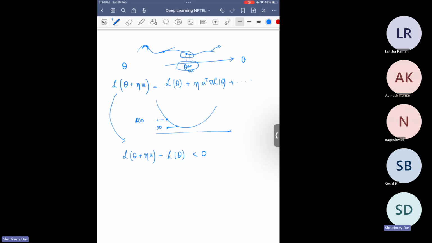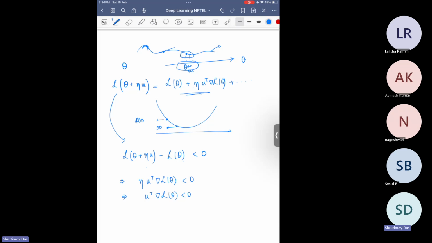Yes. Now if you put this here, we get that this is nothing but eta times u transpose gradient of L at theta, which should be less than 0. I am just substituting this here because the L of theta terms cancel each other out, and then you get this. Also, eta is a known quantity, your learning rate, and it is anyway positive, so we are left with this quantity.